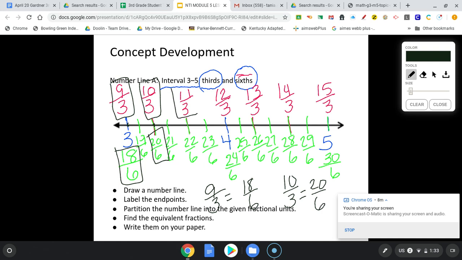I want you to continue. 11 thirds is equal to 22 sixths. 12 thirds is equal to 24 sixths. And I want you to pause the video and write down the rest of the equivalent fractions that you see.